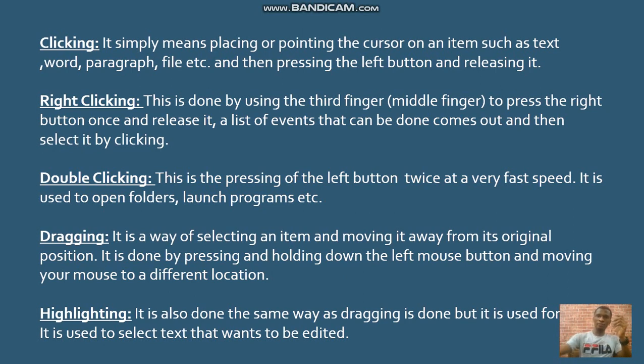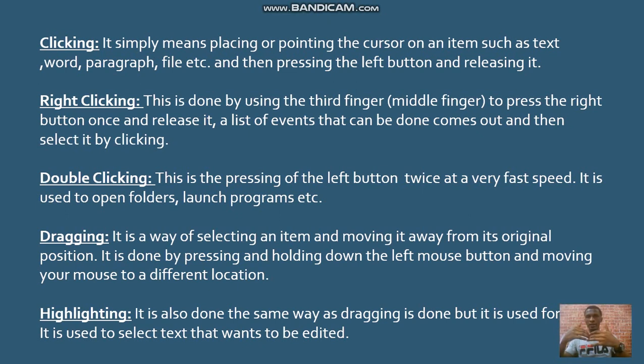That is to say, this is my mouse here, and I want to click. Once I move my cursor and position it on what I want to click, I simply press and release the left mouse button. Press it and I release it. I don't hold it for too long. I just press and release. That is clicking. So that is how to click.